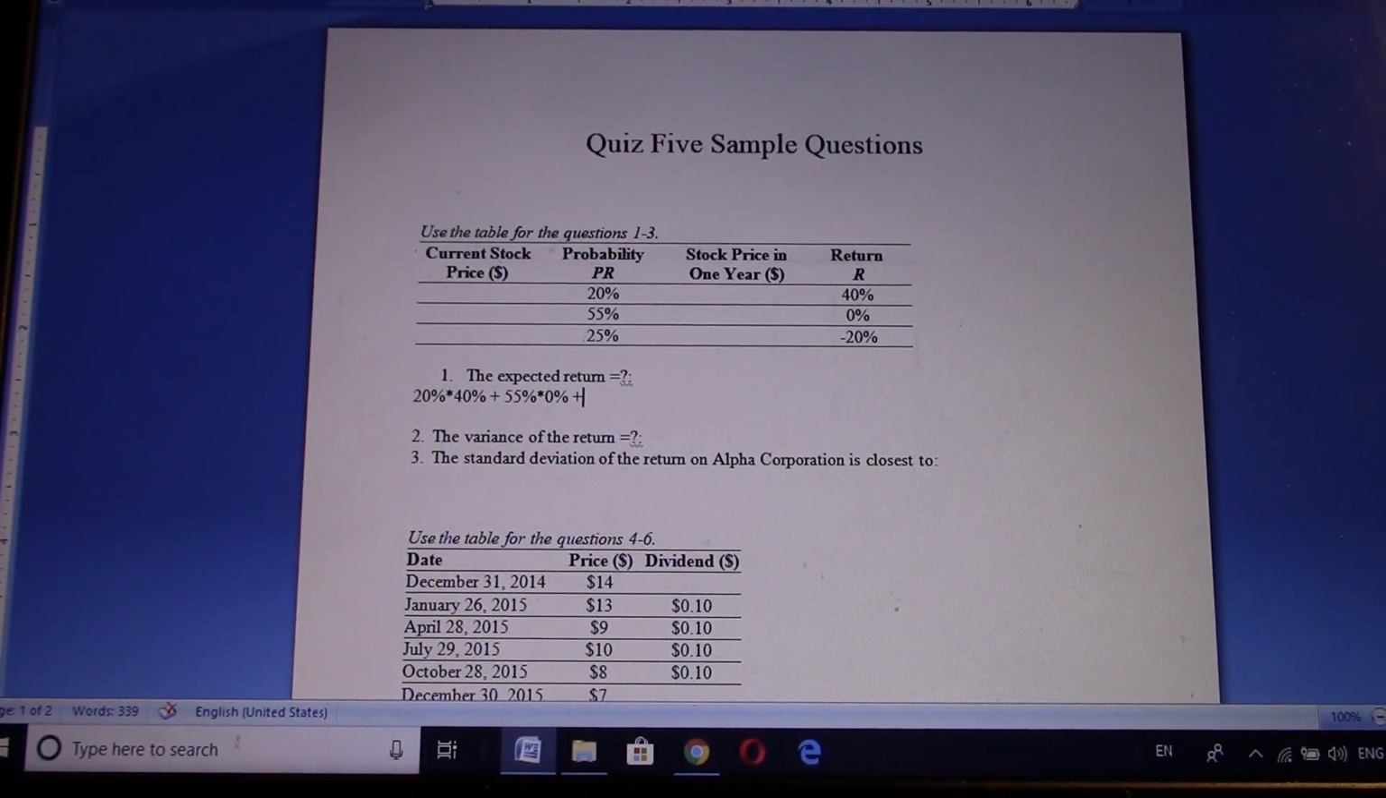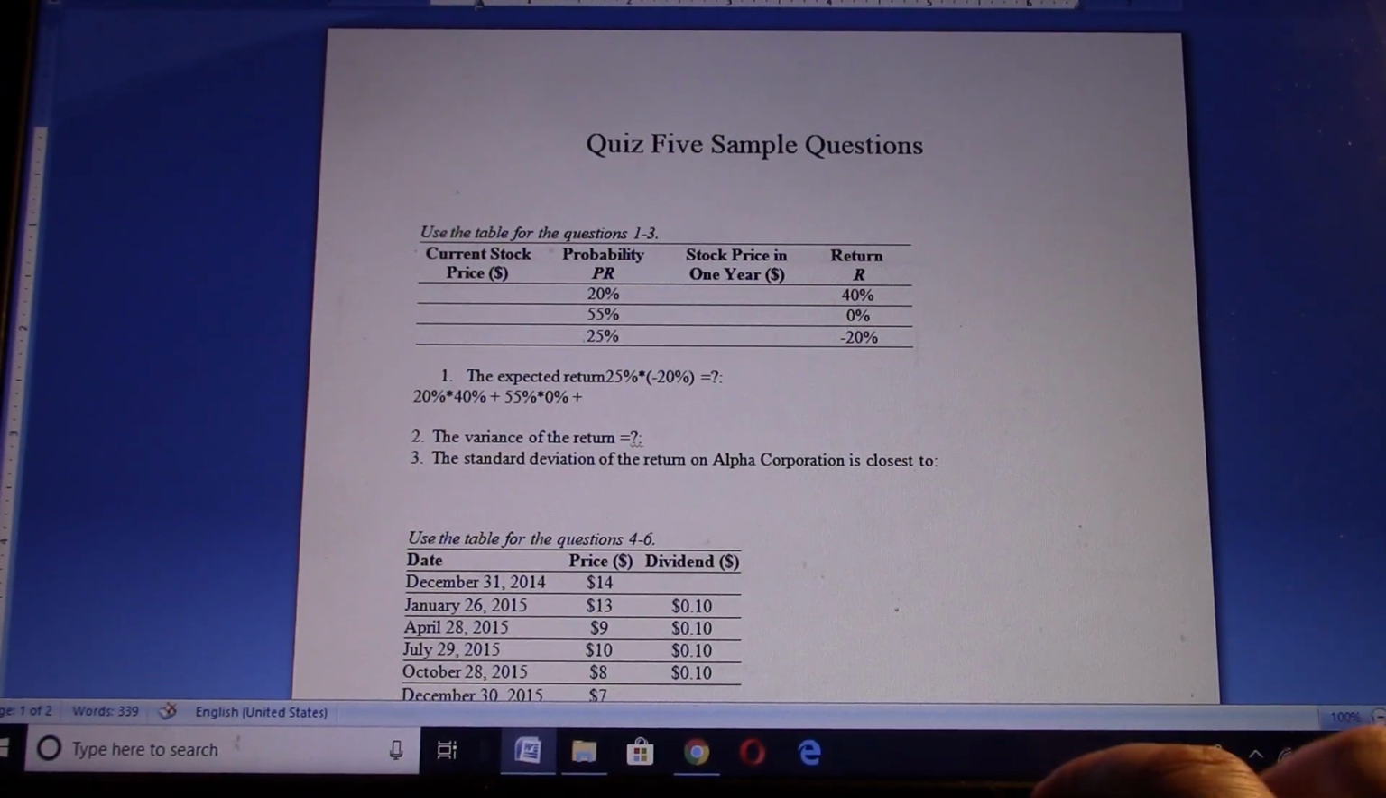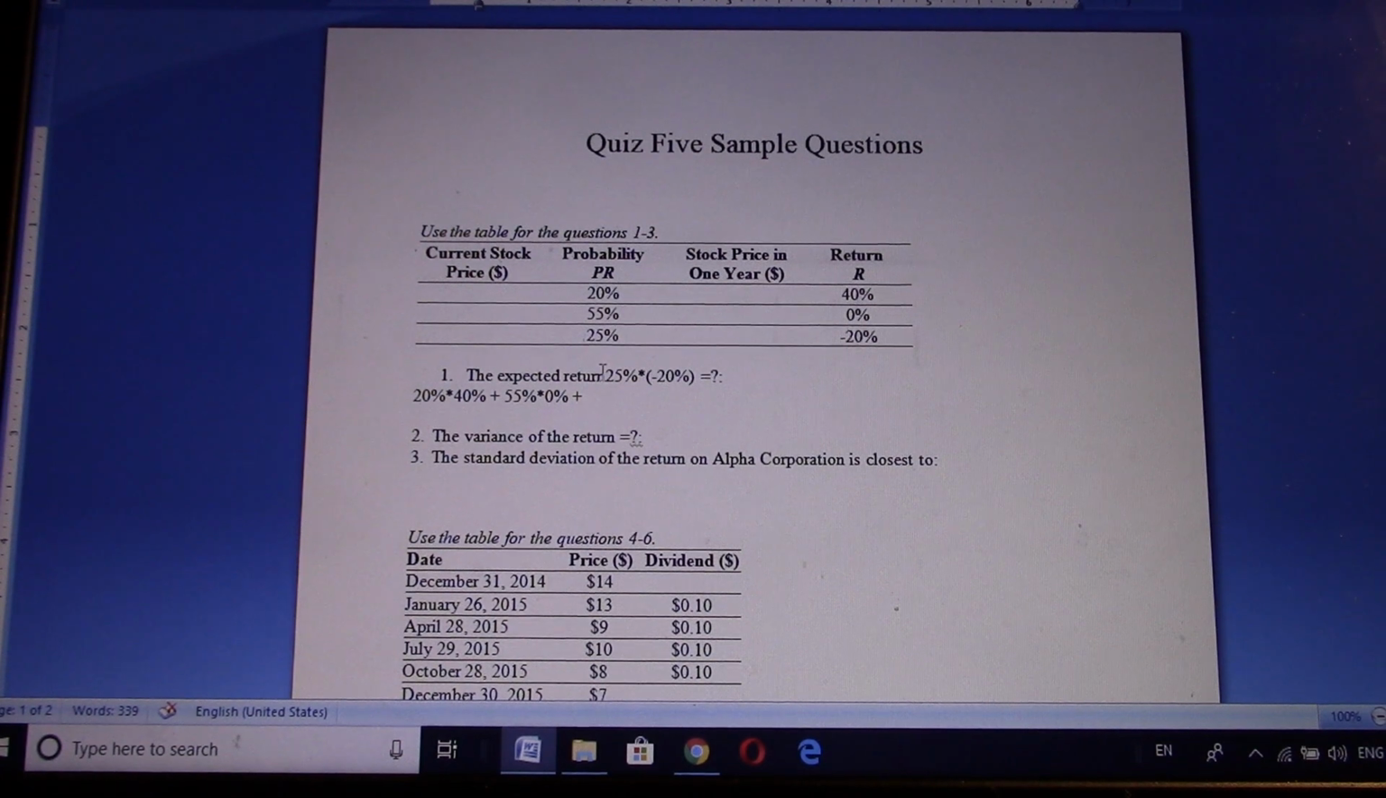So this is expected return, 25% multiplied by negative 20%. This is the mathematical equation to calculate this question. So here it is, right?